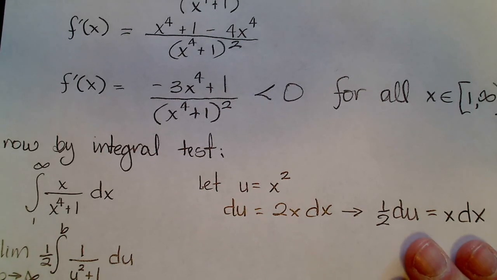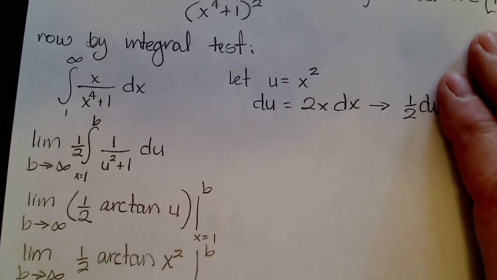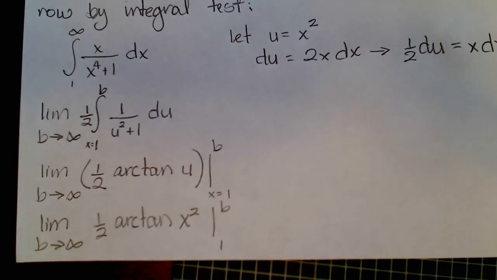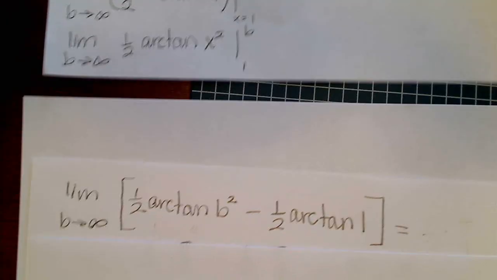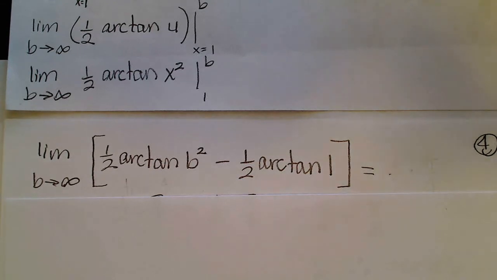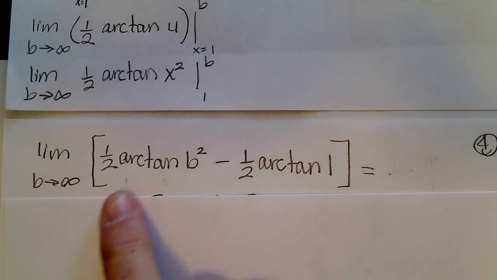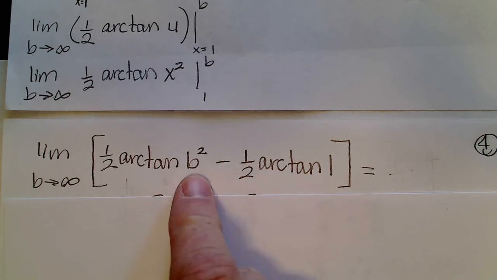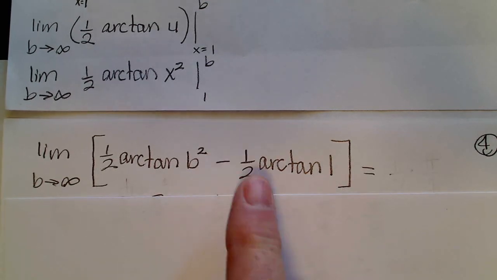Well, I've got to substitute back in x. Oh, well, that would help if I move that up for you guys. There we go. And then we have the limit as b goes to infinity of 1/2 arctangent x squared evaluated from 1 to b. So I'm going to make that substitution. Let me organize this a little bit here, straighten it out. And you see that I have 1/2 arctangent b squared minus 1/2 arctangent of 1.